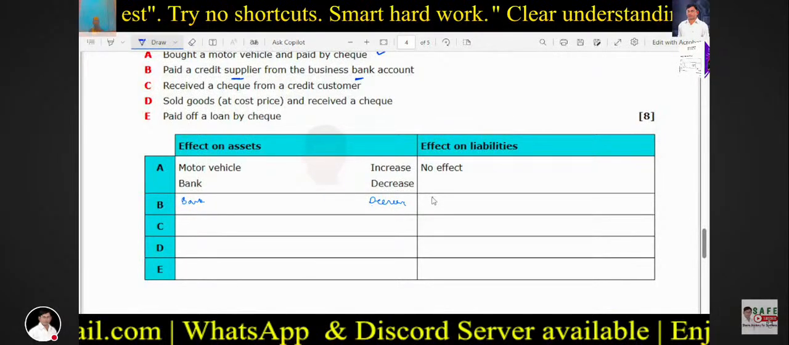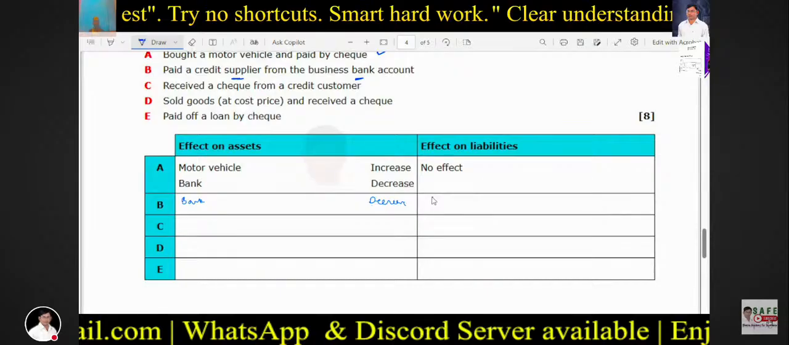But credit customer, what he is doing? He is giving us. Credit customer is paying us. So this will decrease. Credit customer will decrease because he has paid the money. So it will decrease. No more. The money is no more receivable from this guy to that extent. Received a check from credit customer.